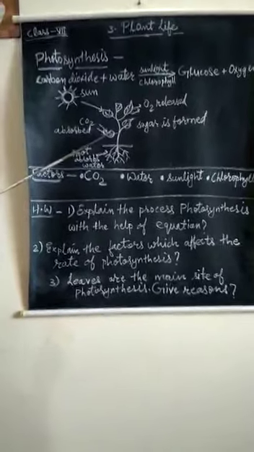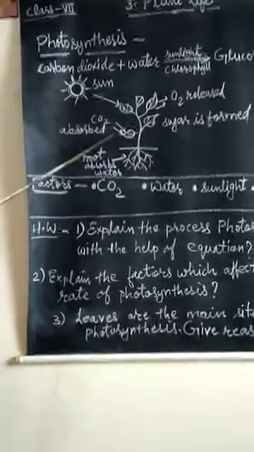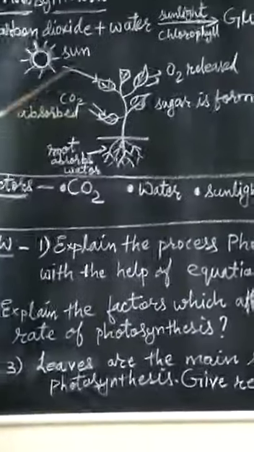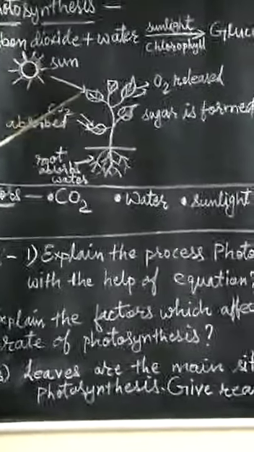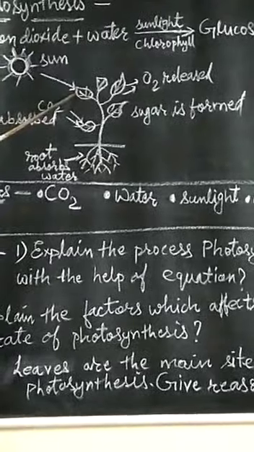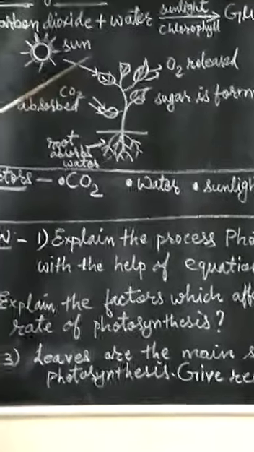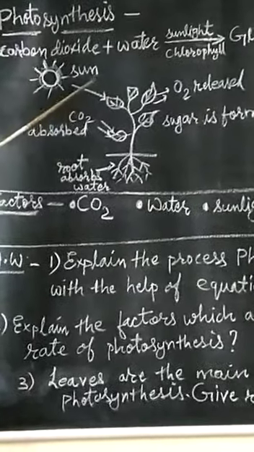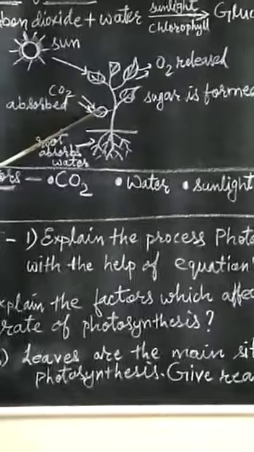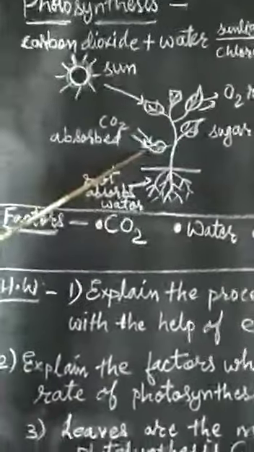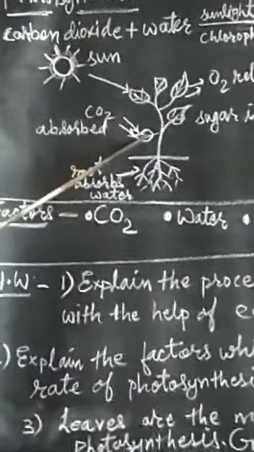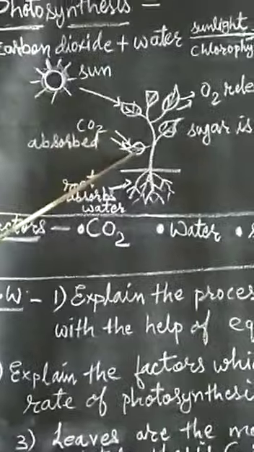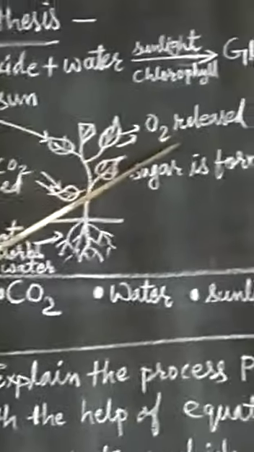Leaves contain a green pigment called chlorophyll, which helps to capture the sun's energy. Leaves have minute pores called stomata, on one or both surfaces, which help in exchange of gases. Means in the surface of the leaf, stomata are present, which help in absorption of CO2 and release of oxygen.